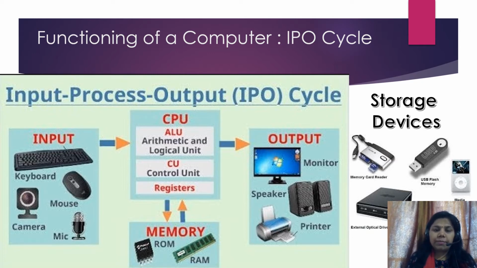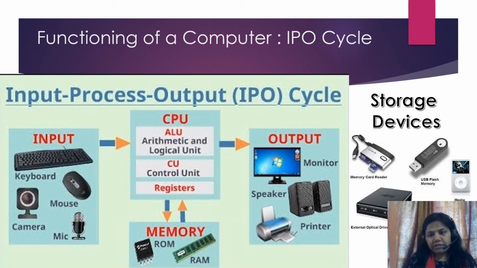The CPU does all the processing for our data. So it does all the processing, and the output you get, you can get on the monitor, in the speakers, or in the form of a printout from the printer. So this is how the input process output cycle applies in the computer system.